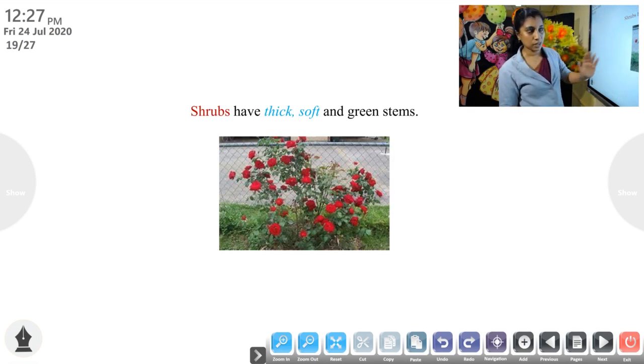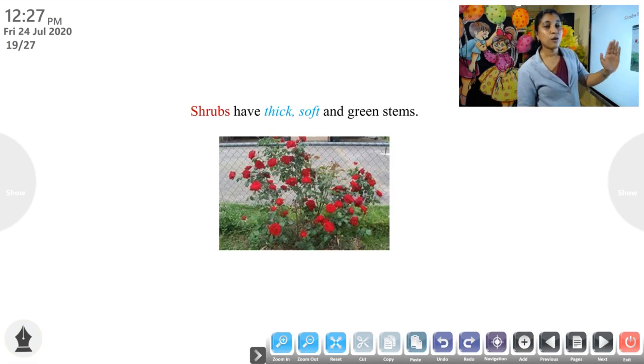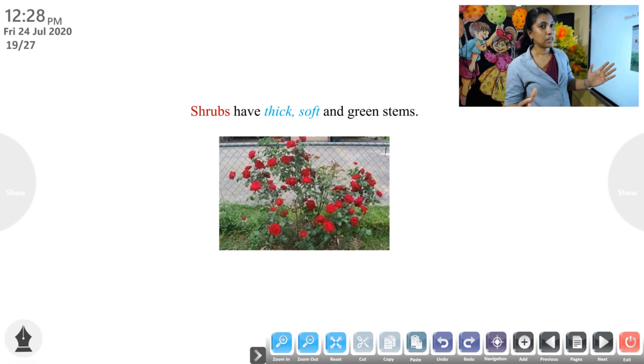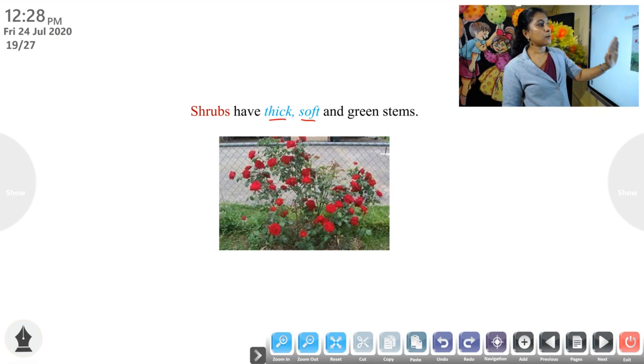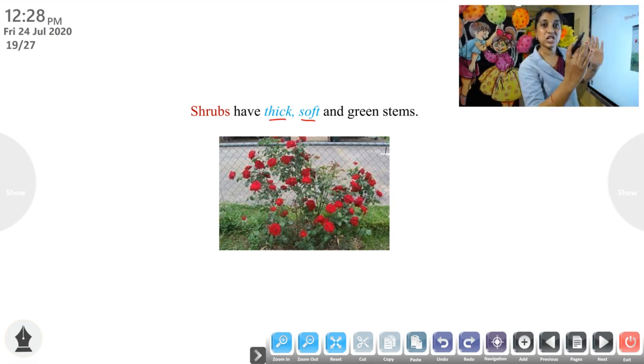See the picture. What is this? This is a rose plant. What about the stem of the rose plant? Do you know? Is it very hard? Is it woody? No. It is thick. Right? Thick and soft stem. Then a rose plant, what is that? Is it a tree or a shrub? It is a shrub. A rose plant is a shrub.